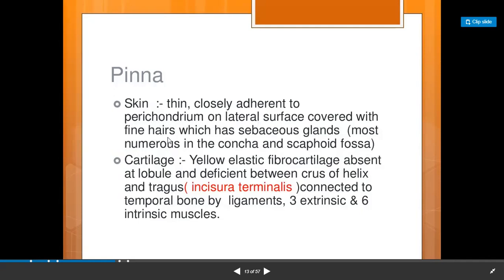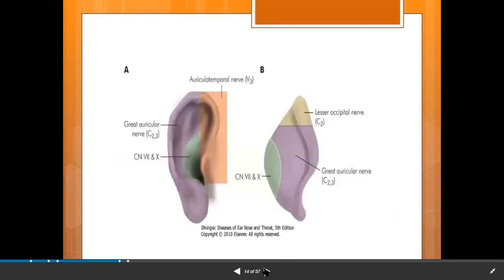covered with fine hairs, which have sebaceous glands, most numerous in the concha and scaphoid fossa. The cartilage is yellow elastic fibrocartilage, absent at the lobule, where we usually pierce it for earrings, right? And deficient between the crura of the helix and tragus, connected to the temporal bone by ligaments, 3 extrinsic and 6 intrinsic muscles.